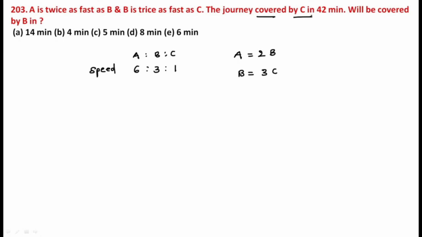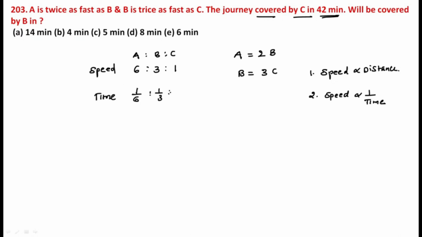But the journey covered by C in 42 minutes. We know the relation, guys. Speed is directly proportional to the distance, and speed is inversely proportional to the time. Now you can change this information to the time. See, inversely proportional means 1 by 6 is to 1 by 3 is to 1 by 1. Now we already know that for the denominators we take the LCM. So 6 is the LCM. Now the ratio becomes 1 is to 2 is to 6. Now you can compare. 6 units is equal to 42 minutes.